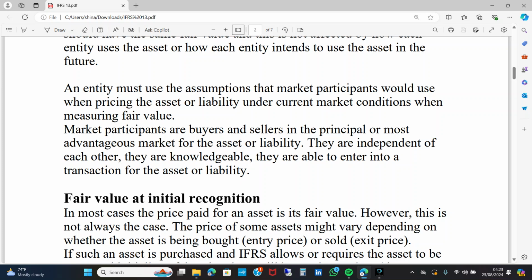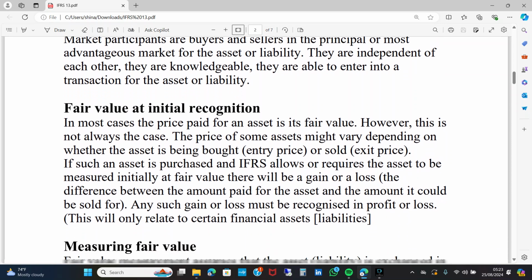So once they have those three characteristics, we call them what? Market participant qualities. All right. Now, let's look at what we call fair value at initial recognition.